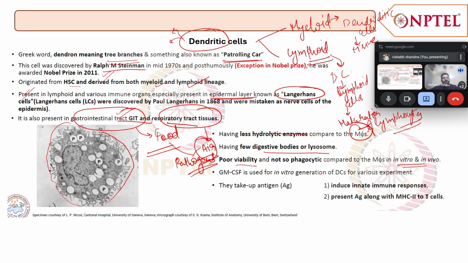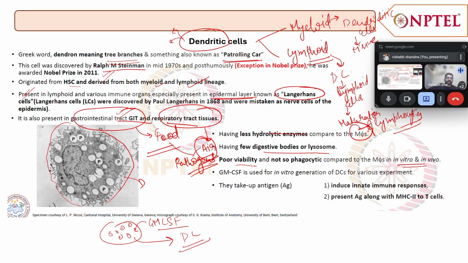GM-CSF is used for in vitro generation of dendritic cells for various experiments. We cannot directly culture these dendritic cells in vitro, so we require certain cytokines that help the stem cells or progenitor cells give rise to dendritic cells. In vitro, we grow the progenitor cells and treat them with a cytokine, GM-CSF, so that they can differentiate into dendritic cells.